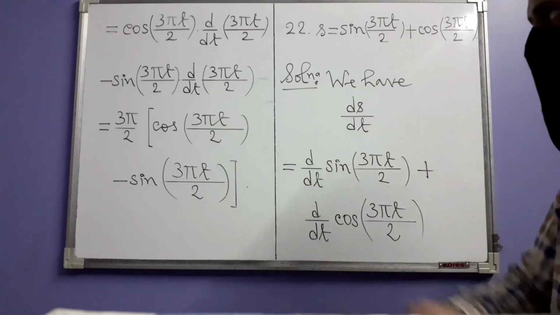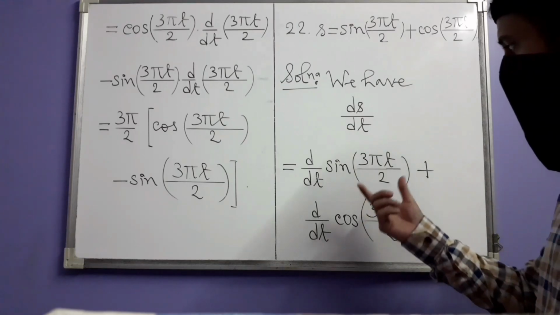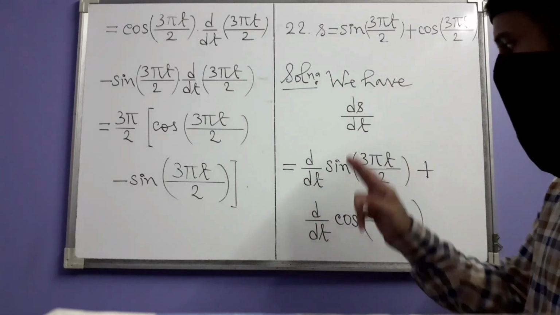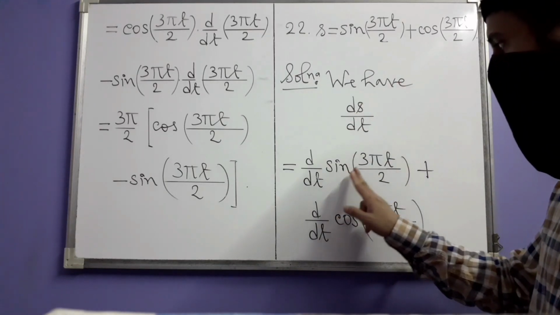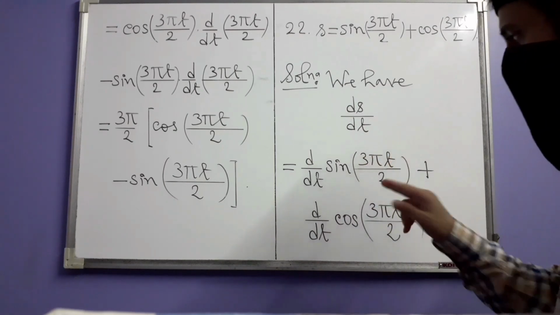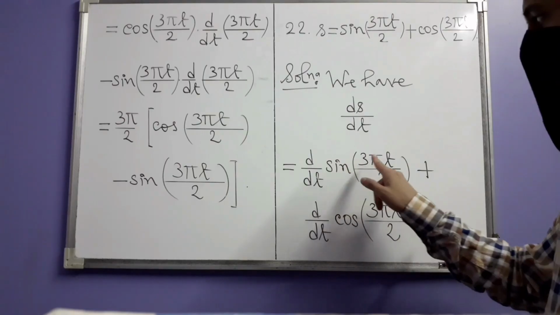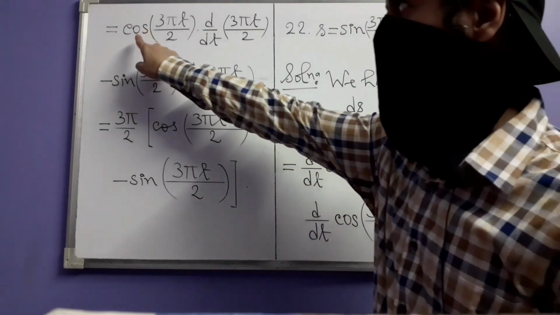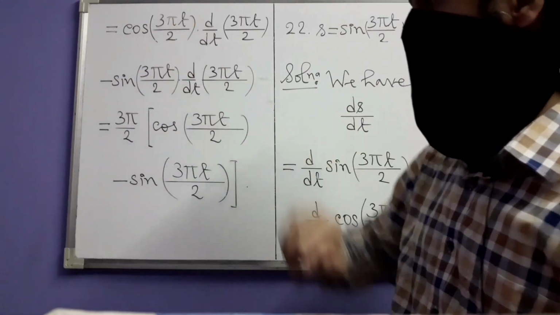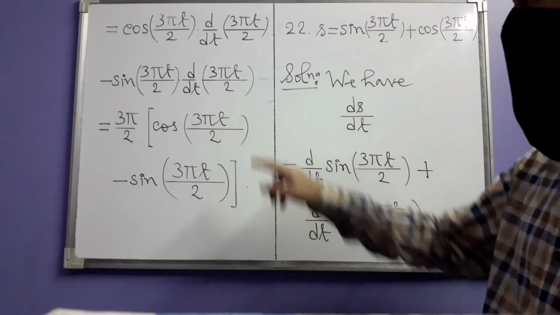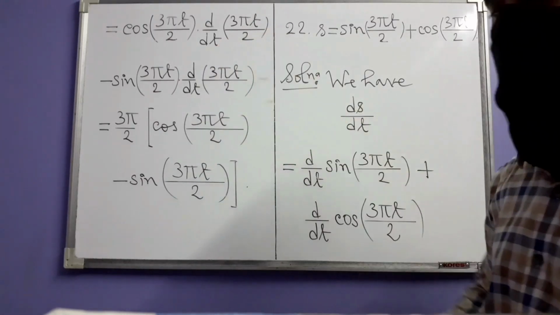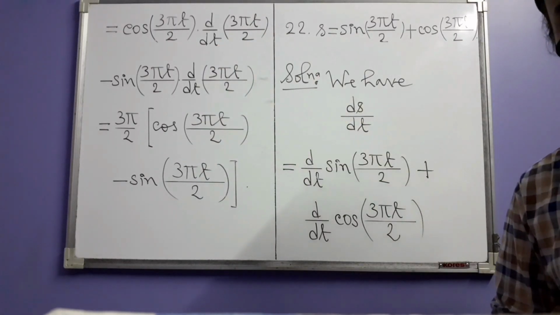But now in the next step you have to do that, because here you have got two rooms. This outer room is sine and the inner room is this 3 pi t divided by 2. So first you differentiate the outer room keeping the inner room intact. That way you get cos 3 pi t divided by 2, and then you multiply that with the derivative of the inner room 3 pi t divided by 2.